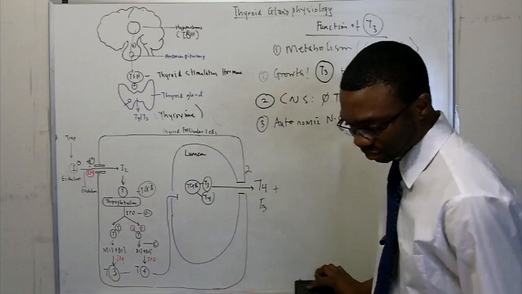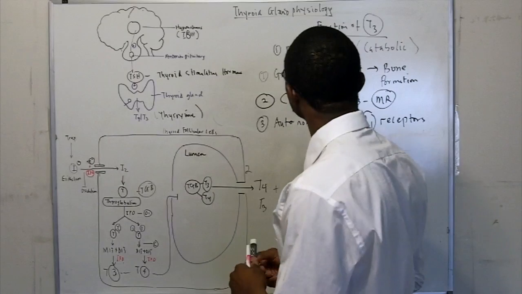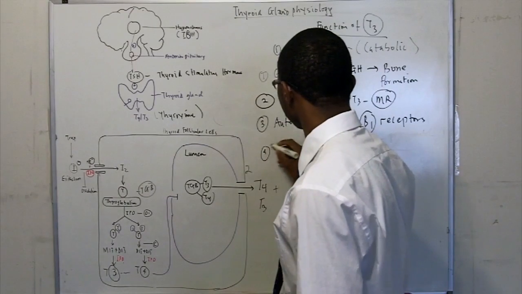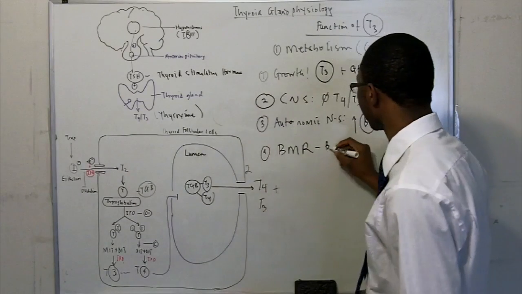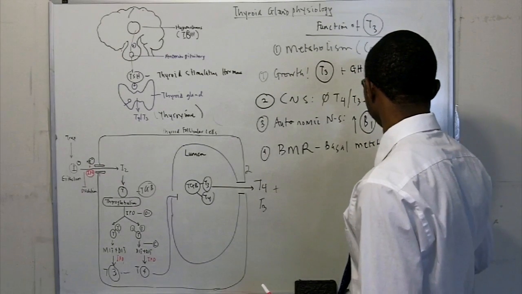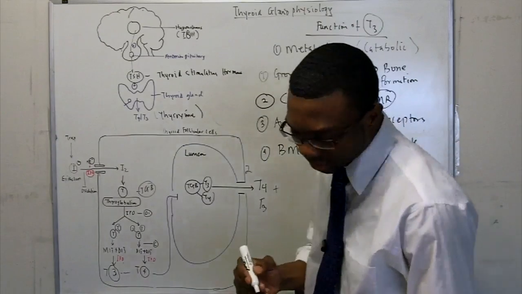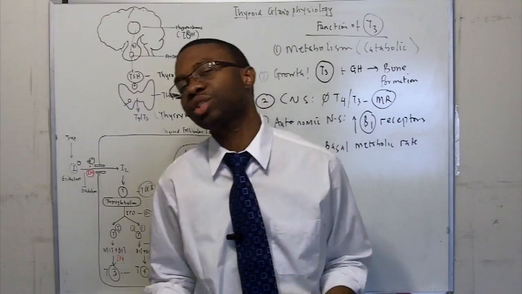Now, aside from that, we also need the thyroid gland to maintain our basal metabolic rate. Basal metabolic rate. What is that? Well, basal metabolic rate is basically oxygen consumption. What do we need oxygen for, guys?